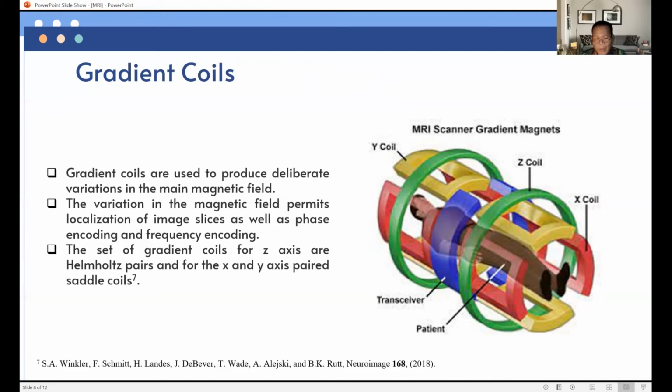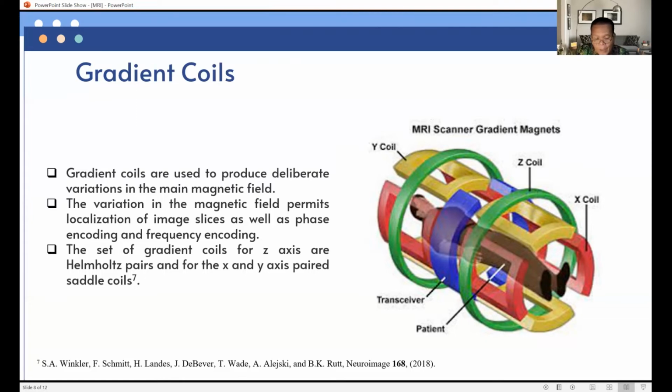Both permanent and resistive MRI scanners are limited to low field applications, primarily open MRI and extremity scanners. These magnets are useful for claustrophobic patients.